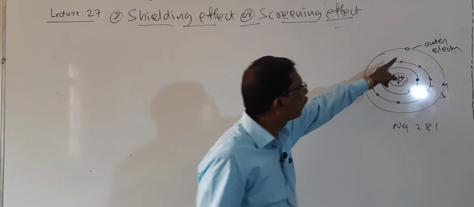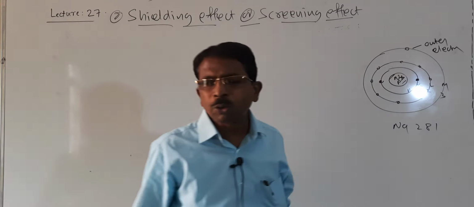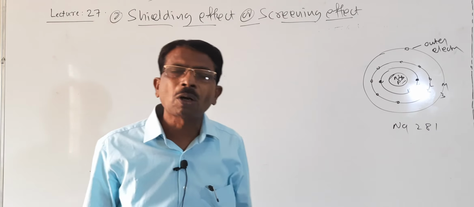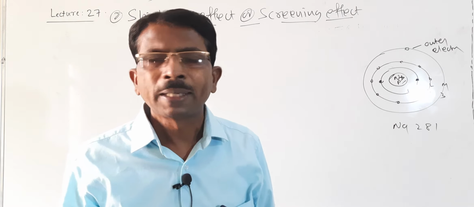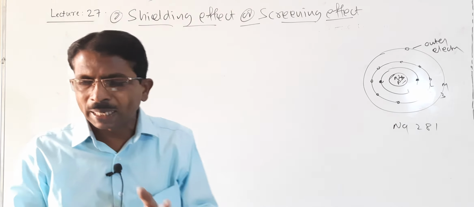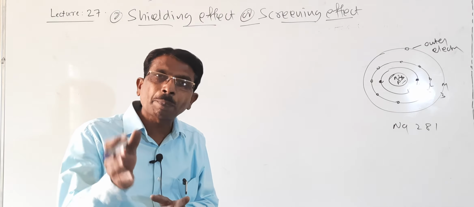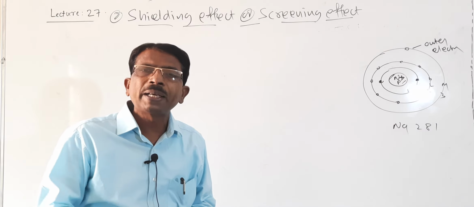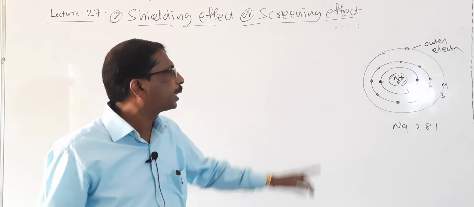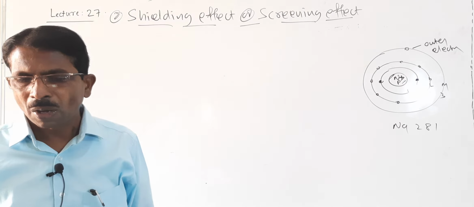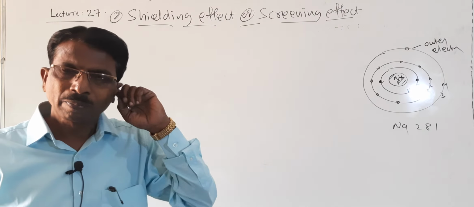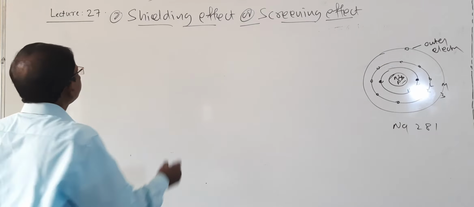Remember, the net positive charge on this outer electron, the net positive charge experienced by the outer electron, is called the effective nuclear charge. We also call it Z effective, or effective nuclear charge. So this is for 2 marks.